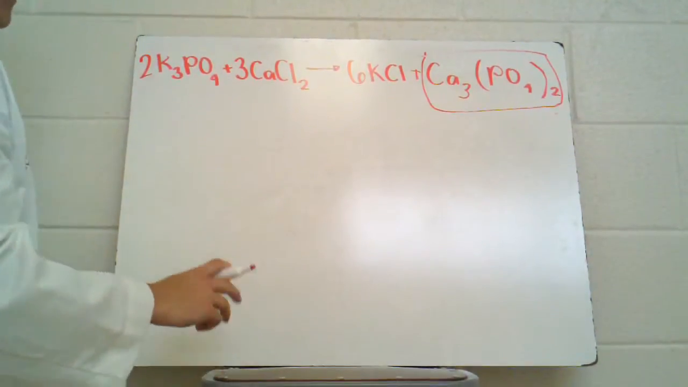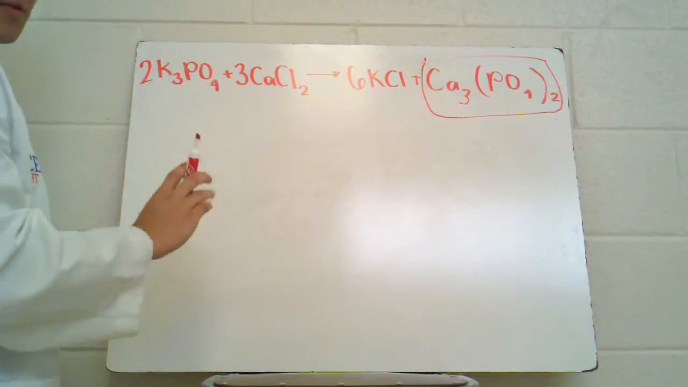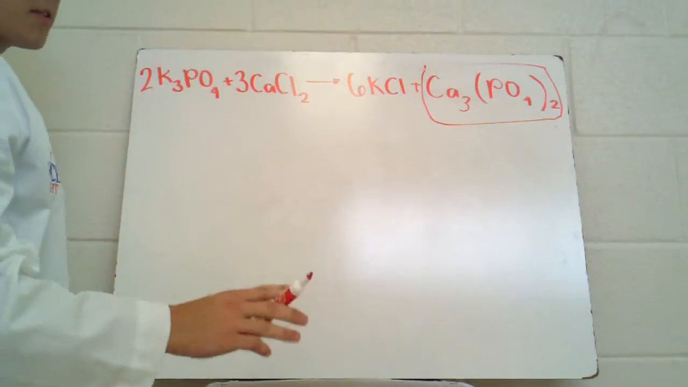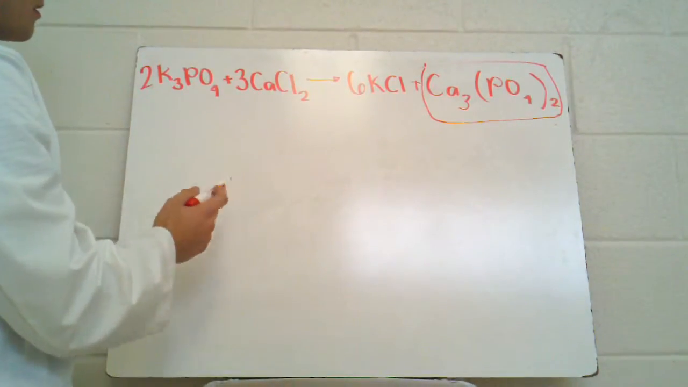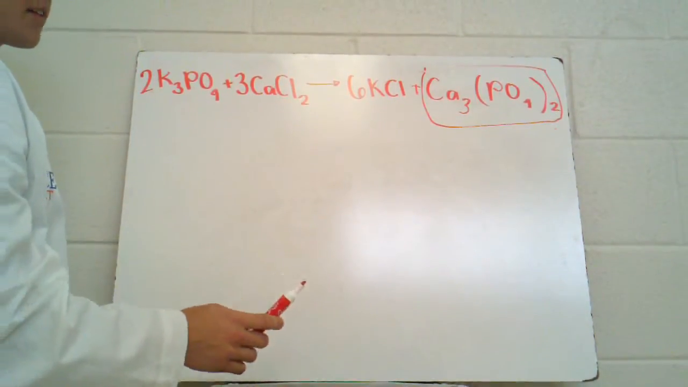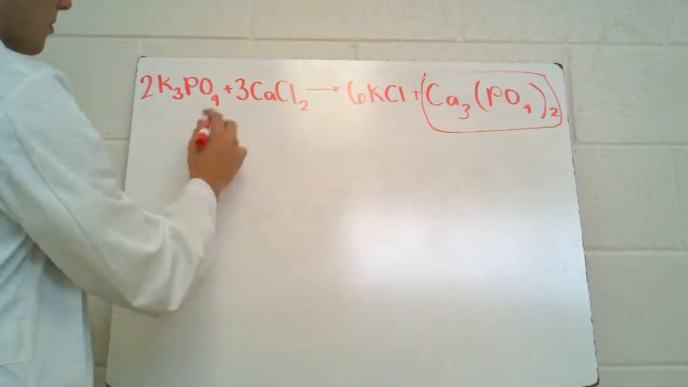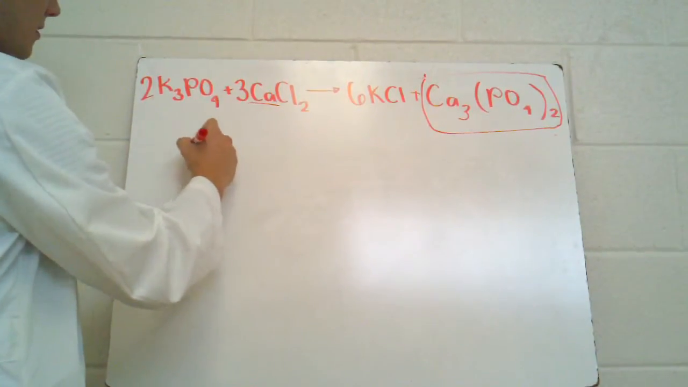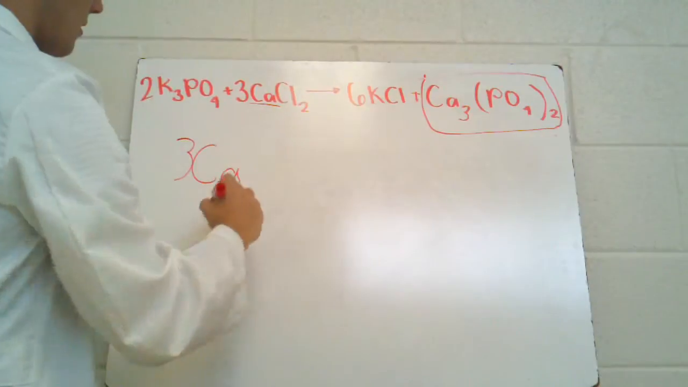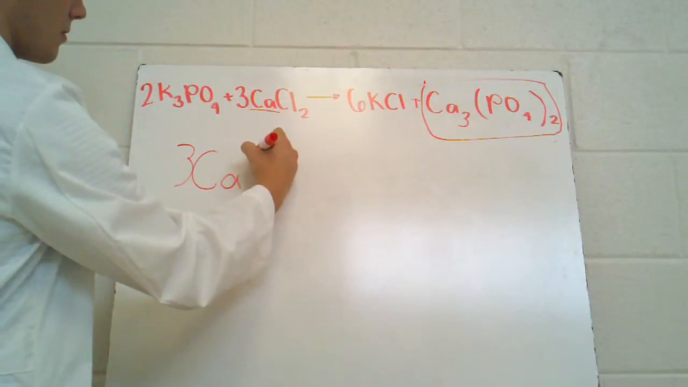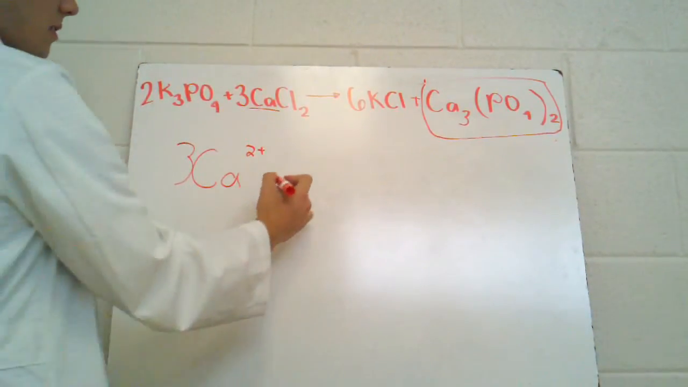Alright, what we're going to do in an ionic equation is we're going to remove all the spectators from the equation and only put in the cation and anion that form the precipitate. So first we're going to write 3Ca and put the charge to it, which is 2 positive.